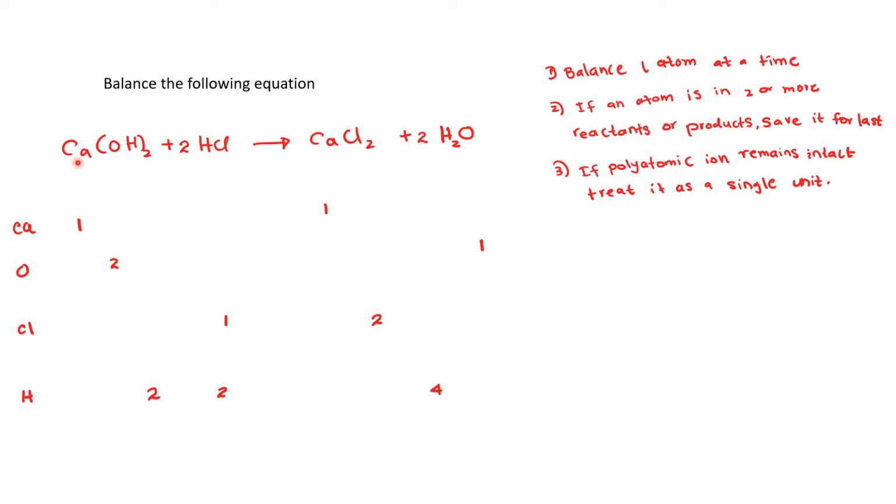You have one calcium, one calcium. You have 2 oxygens in this side and 2 oxygens in the product side. And then you have 2 hydrogens here, 2 hydrogens here. That makes 4 hydrogens. Here you have 4 hydrogens, 2 chlorines and 2 chlorines.